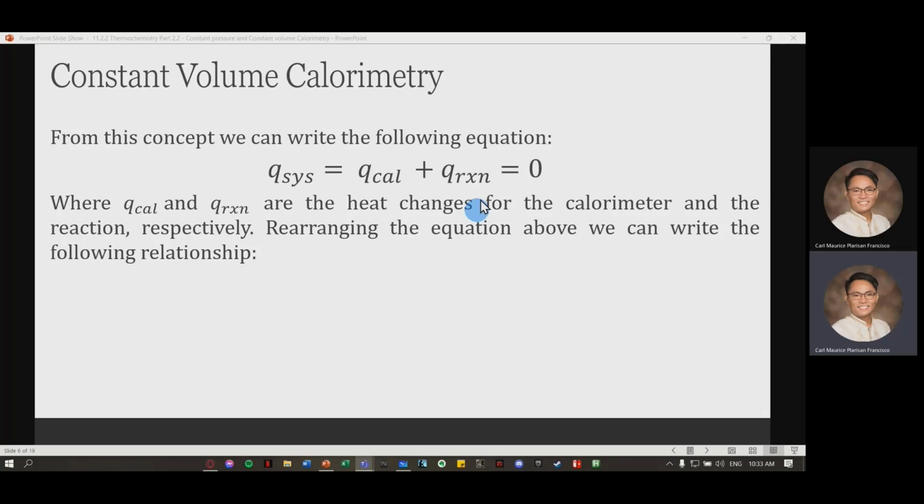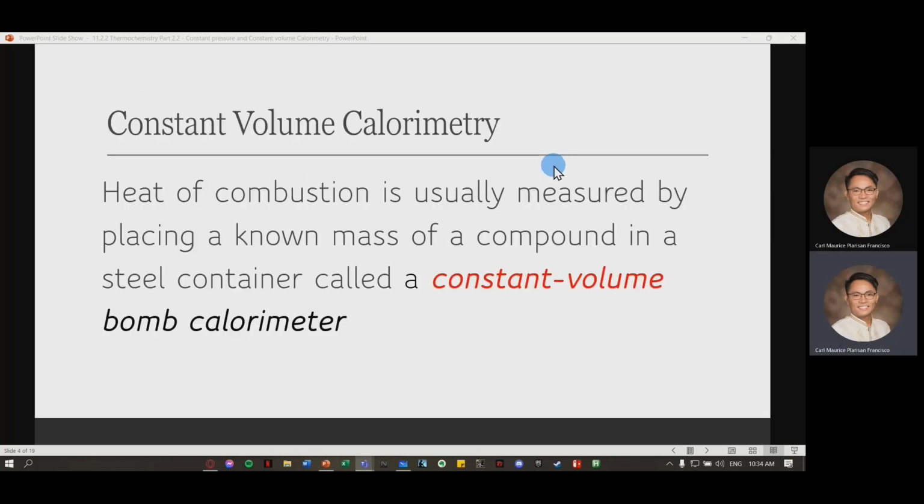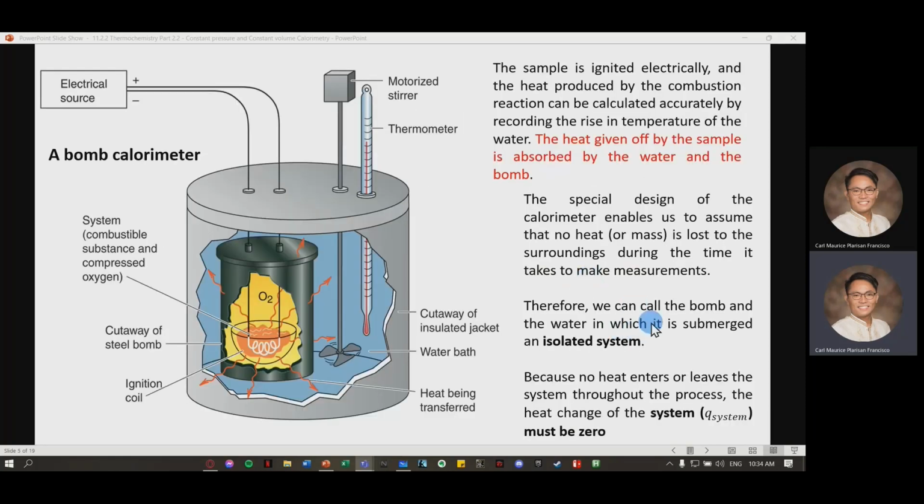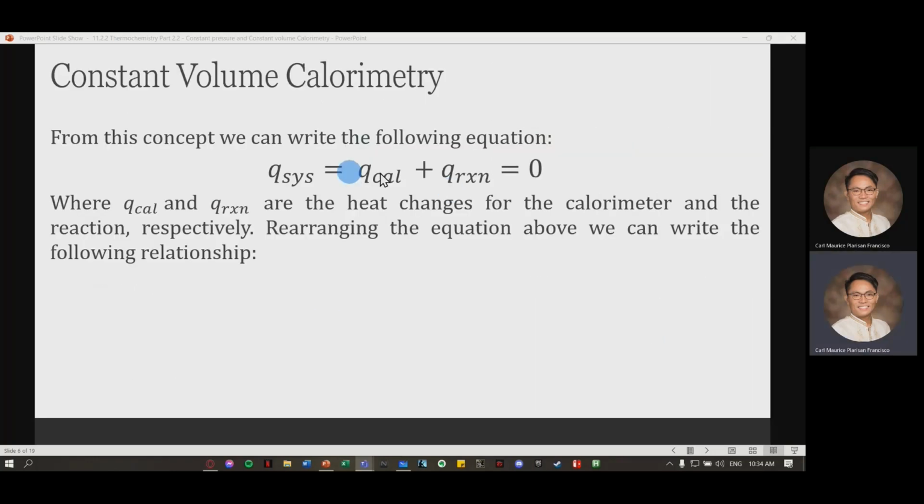Alalahanin po natin, kaya po zero ang kanilang heat change kasi nga ito po ay isolated system. So there is no heat or mass change. There's no heat or mass leaving or entering the system. Okay, so we can rearrange the equation into this one. Heat of reaction is equal to negative heat of calorimeter. So remember, Qcal plus Q reaction is equal to zero. So we can transfer heat of calorimeter to the other side of the equation and have it with a negative sign.